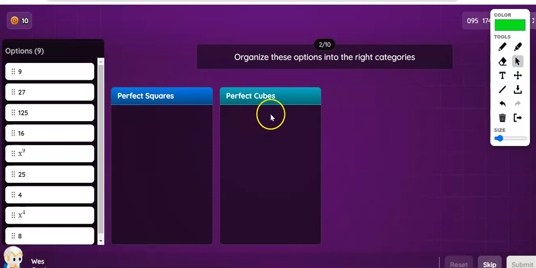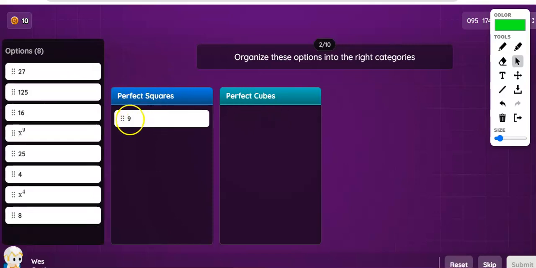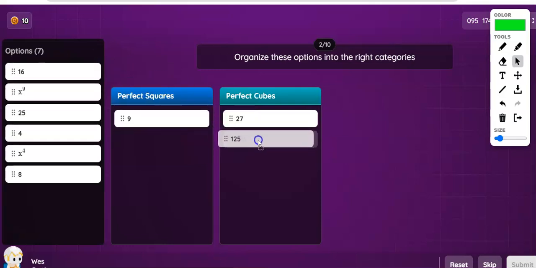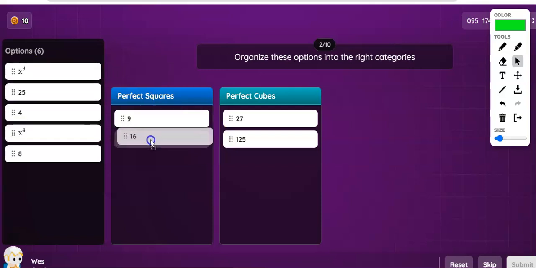Separate into perfect squares and perfect cubes. Squares is when it's just two numbers, like 3 times 3 is 9. But 3 times 3 times 3 is 27, so 3 cubed is 27. 125 would be 5, 5, and 5. That's 3 of them. 16 would just be 4 and 4, which is 2 numbers.